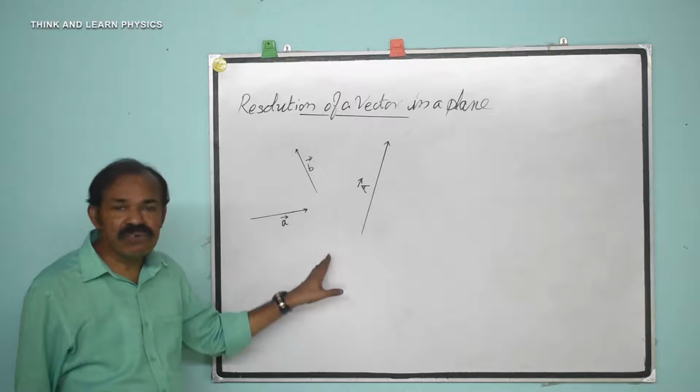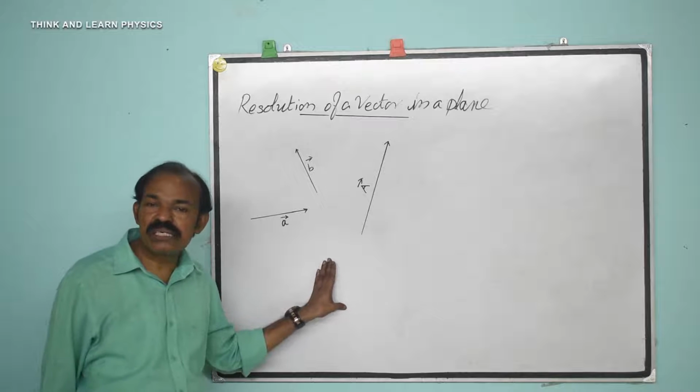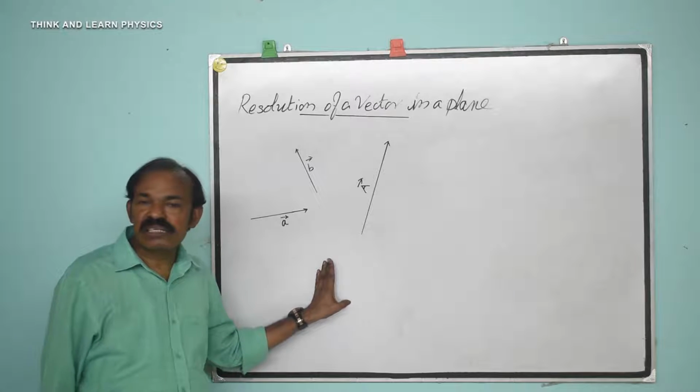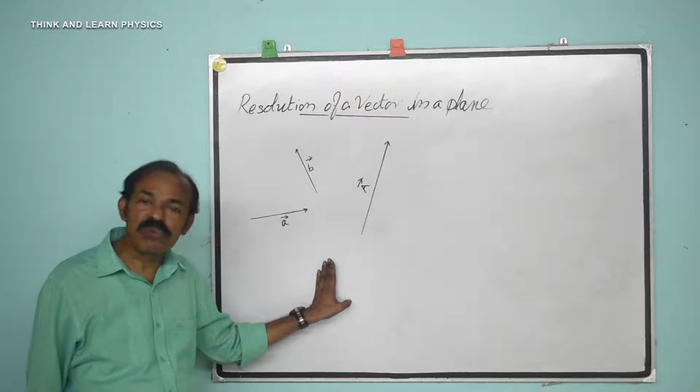What is meant by resolution of a vector? By resolution of a vector we mean the splitting up of a vector into two or more components.